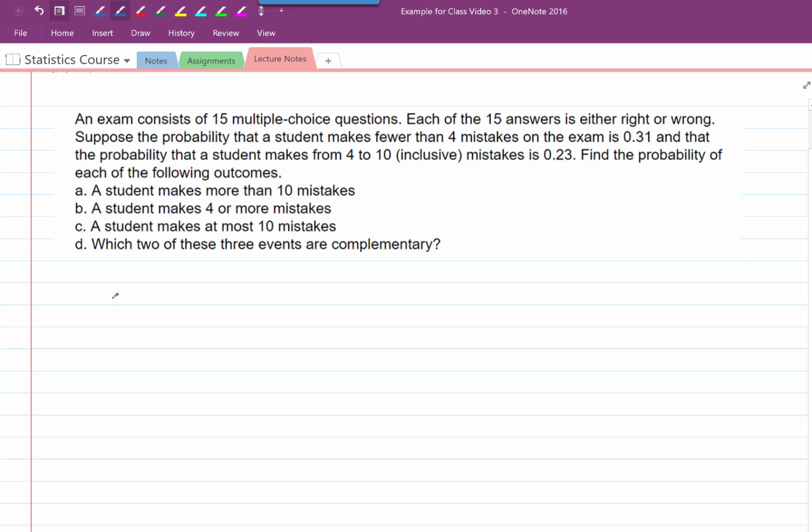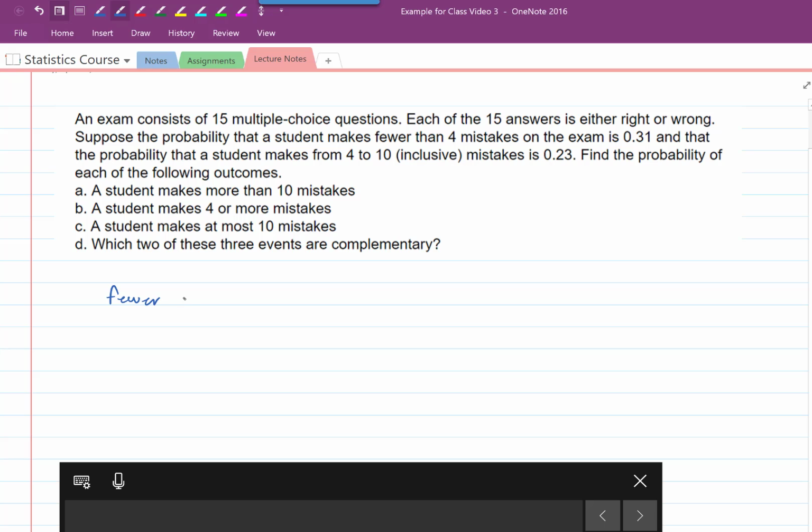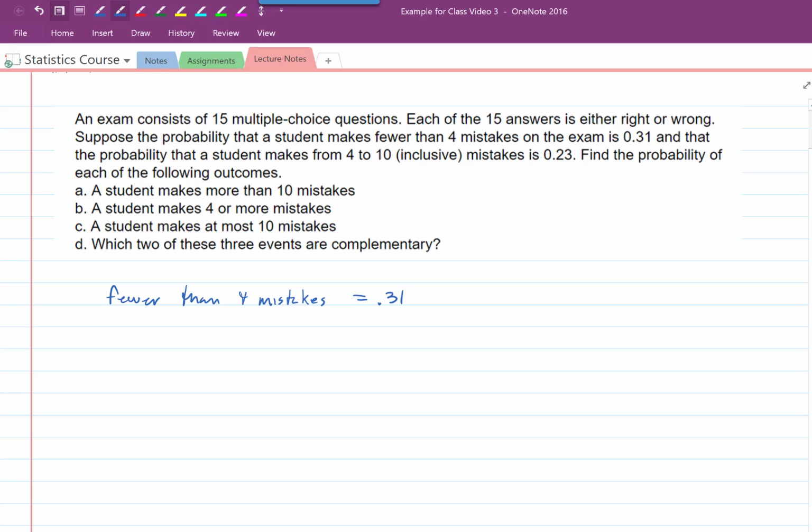So, fewer than 4 mistakes, probability equals 0.31. Between 4 and 10 inclusive, so that would mean 4, 5, 6, 7, 8, 9, and 10, the probability is 0.23. So the first question, what's the probability that a student makes more than 10 mistakes?